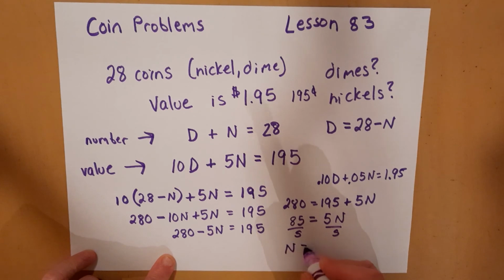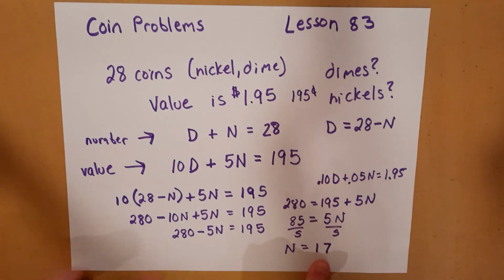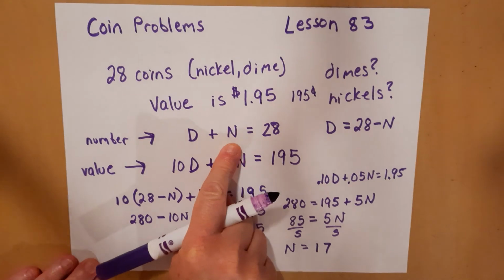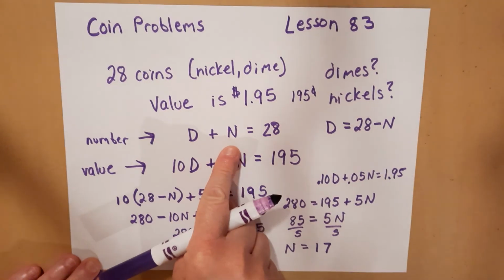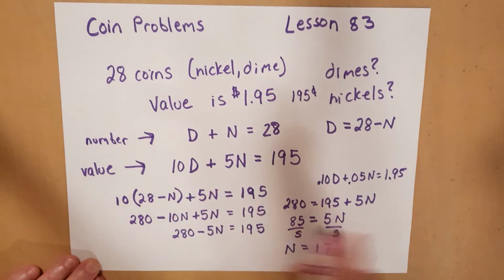the number of nickels equals 17. Okay, so now we know we have 17 nickels. And we put that back into this equation. If we have 17 nickels, then we must have 11 dimes.